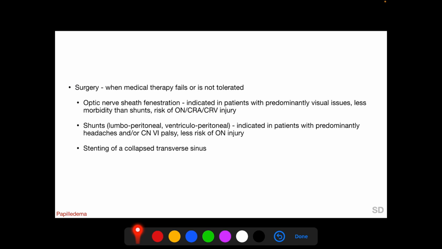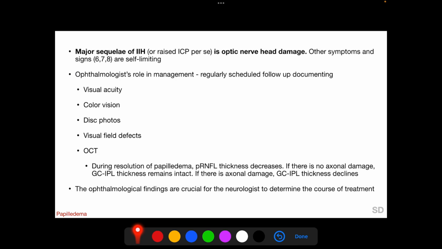Shunts are indicated in patients with predominantly headaches and or cranial nerve 6 palsy, but there is a higher risk of systemic morbidity with a lower risk of optic nerve injury. Stenting of a collapsed transverse sinus can also be done if detected. The major sequela of idiopathic intracranial hypertension or raised intracranial pressure itself is optic nerve damage. So this is very important, and that is where the role of ophthalmologist comes. Other symptoms and signs of IIH are self-limiting.